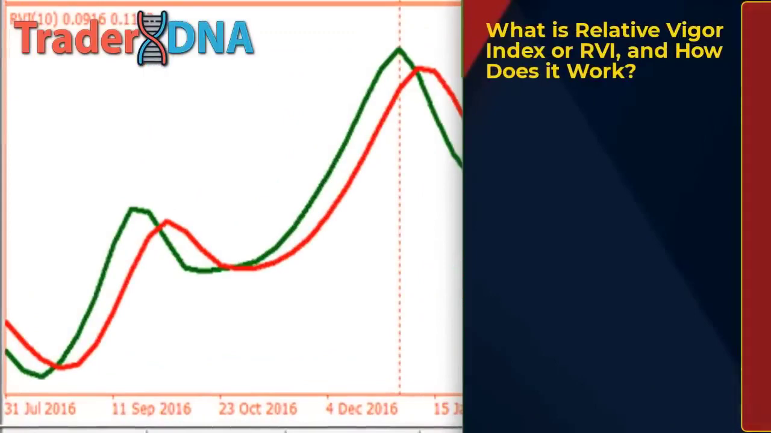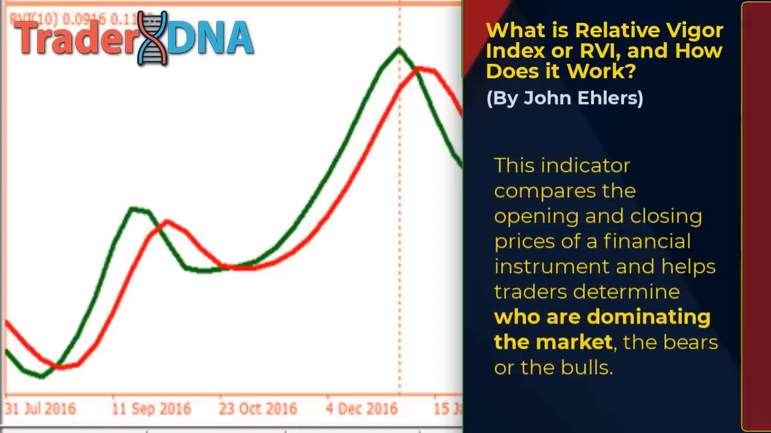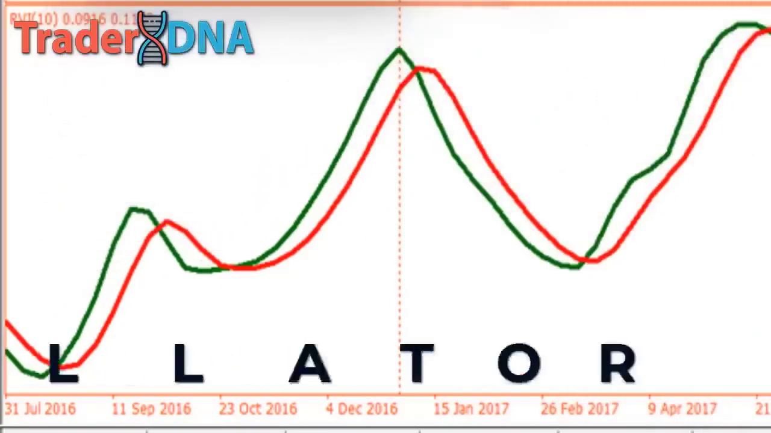The RVI indicator was introduced to traders in 2002 by a well-known developer of technical indicators and automated trading strategies named John Ehlers. This indicator compares the opening and closing prices of a financial instrument and helps traders determine who is dominating the market, the bears or the bulls. The RVI is part of a group of indicators called oscillators.